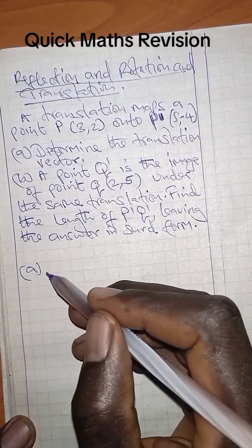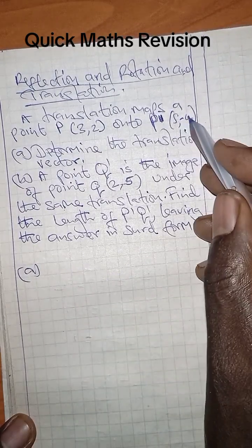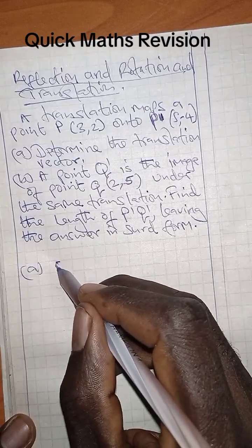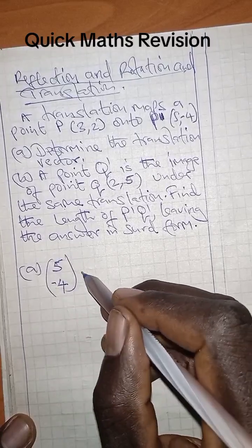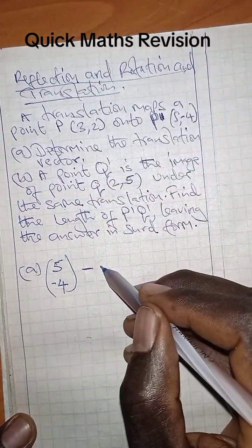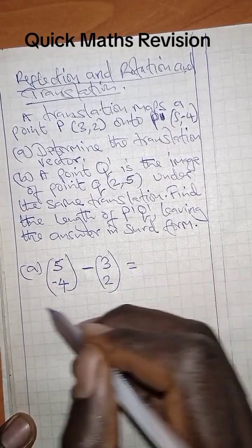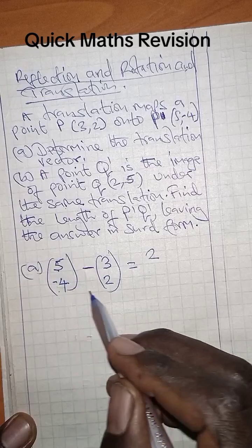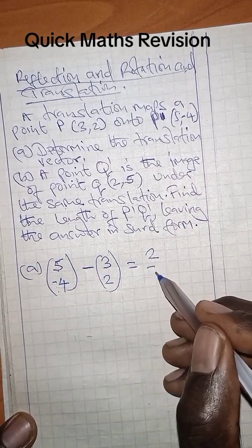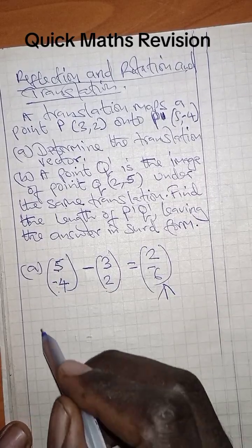Now, for A, the translation vector is found by taking the image, which is (5, -4), and then subtracting the object. The object is (3, 2). When you subtract, 5 minus 3 is 2, and -4 minus 2 is -6. So (2, -6) is the translation vector. Let's look at B.